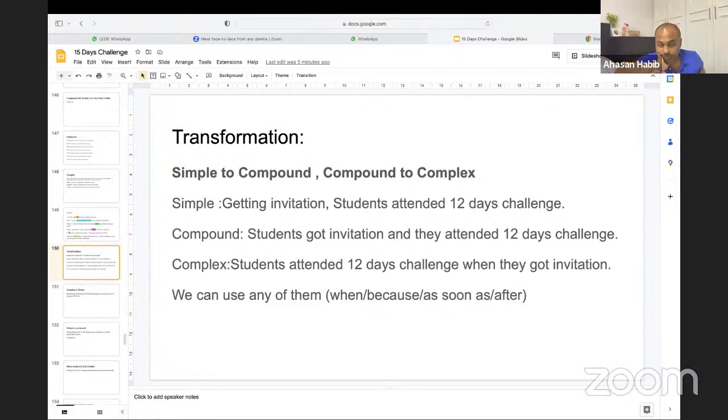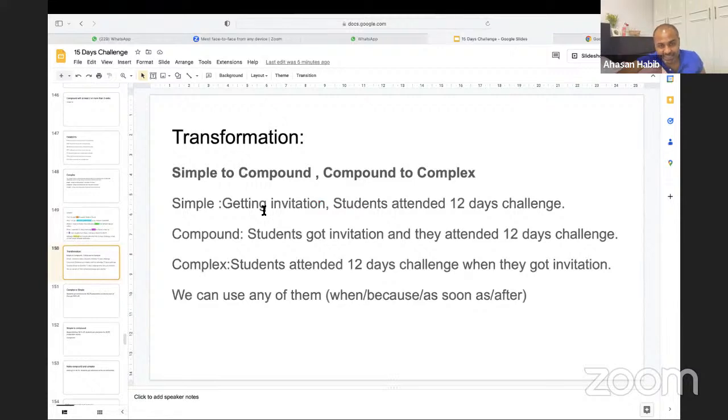So now, I'm gonna give 3 more examples with 3 types of sentences. So first one is, you see, getting invitation, students attended 12 days speaking challenge, right? So getting invitation is extra information. Getting is not a verb here. Whatever you say, gerund or participle is entirely up to you, but here is the main verb. Students attended 12 days speaking challenge, right? So that's why it's a simple sentence.